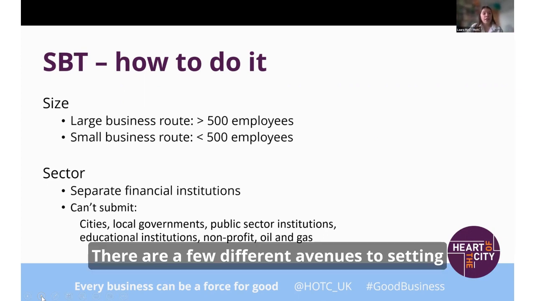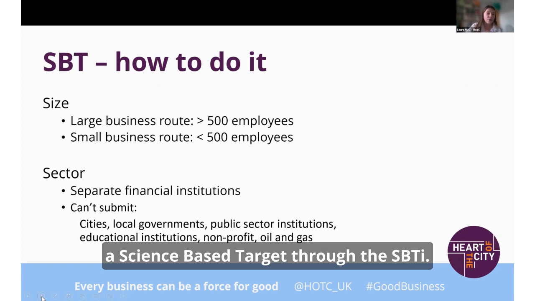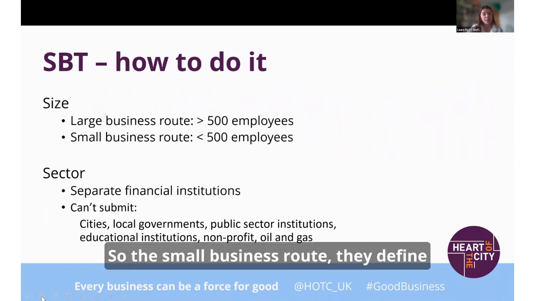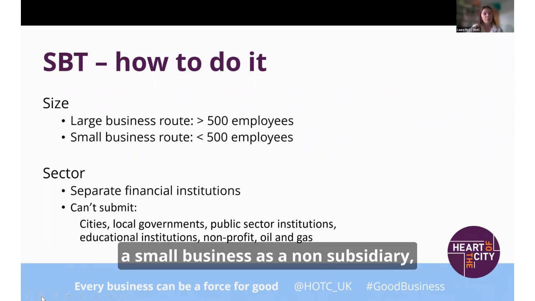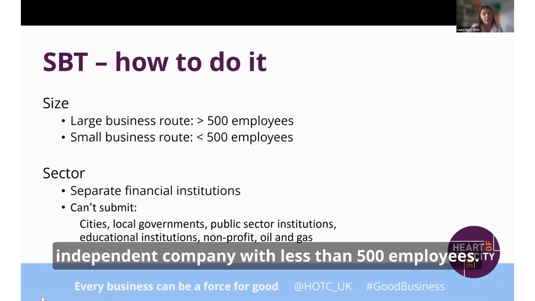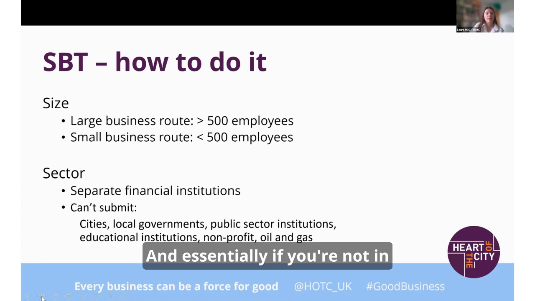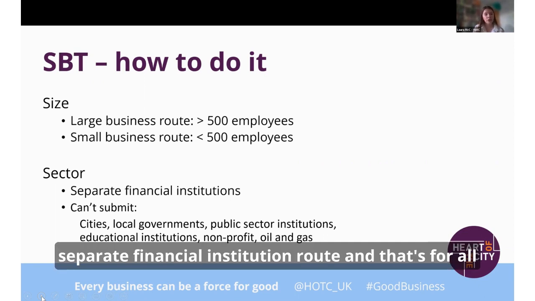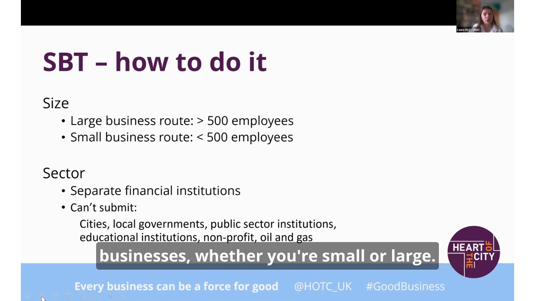There are a few different avenues to setting a science-based target through the SBTi. They have a large business route and a small business route. The small business route is they define a small business as a non-subsidiary independent company with less than 500 employees. And essentially, if you're not in that category, you're a large business. There's two different routes there. The only difference is they do have a separate financial institution route. And that's for all businesses, whether you're small or large.